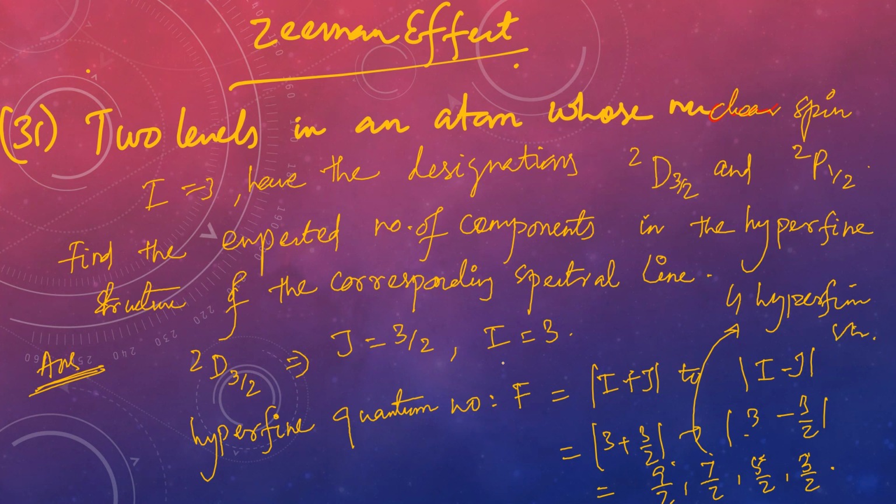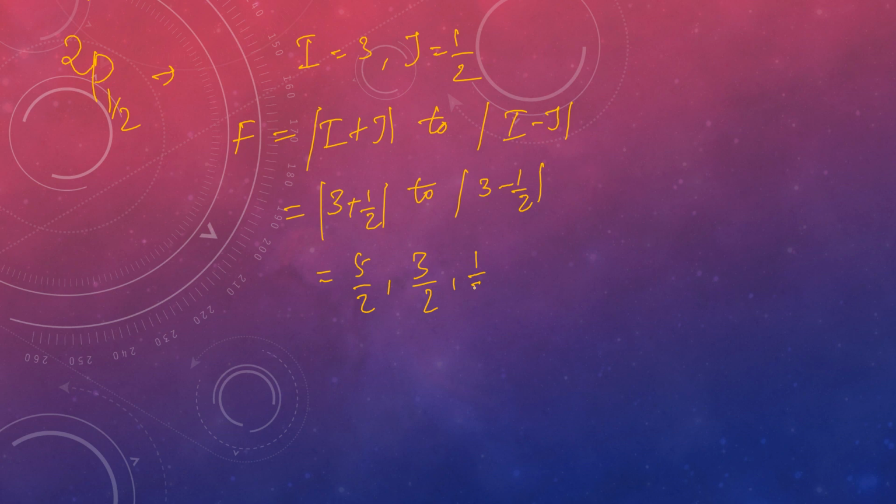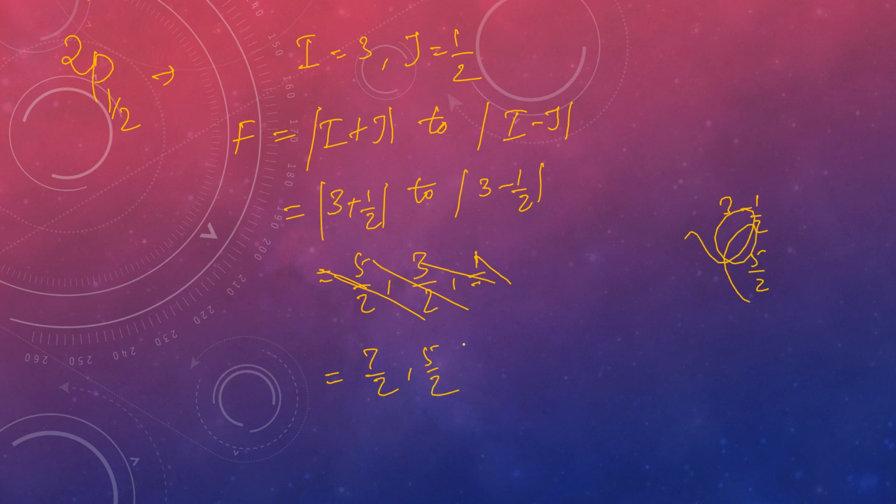Let's see the other state, 2P half. Again, I is equal to 3, and J is equal to half here. So the hyperfine quantum number is I plus J to I minus J. 3 plus half to 3 minus half. Sorry, my bad: 7 by 2 and 5 by 2. So these are the two hyperfine levels here.